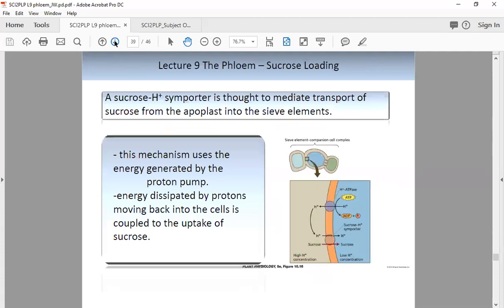All right, how does this happen? How do sugars move through the apoplastic route? Of course, there is a transporter involved, and this particular transporter that's been studied is the sucrose proton symporter, which is thought to mediate transport of sucrose from the apoplast into the sieve elements.